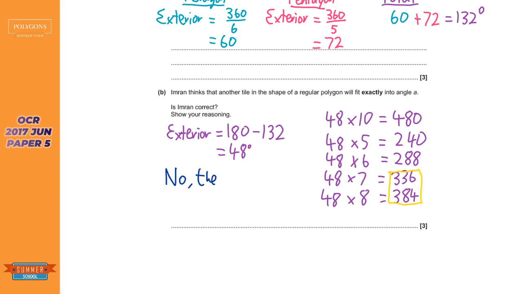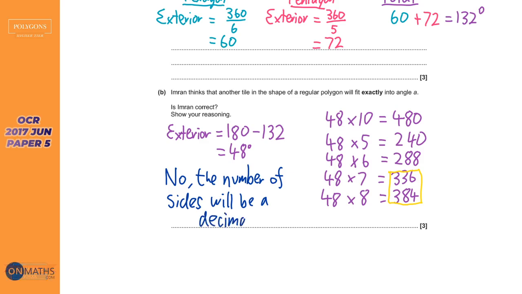So no, the number of sides will be a decimal. So polygons must have an integer as their number of sides, and just always make sure to first of all answer the question, is everyone correct? No, but also add a little bit of a sentence about why.